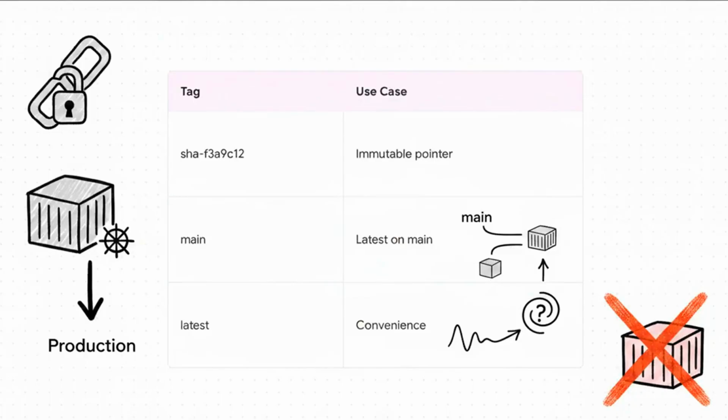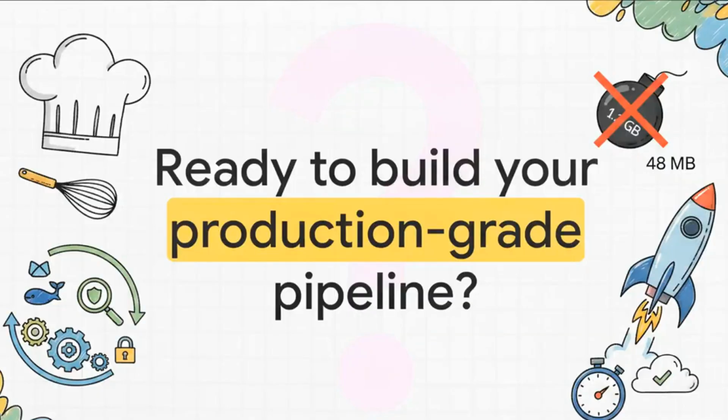The main tag simply tells you what the latest branch build is, and the latest tag, well, that's purely for local developer convenience. You literally must leave the mutable latest tag off the production menu completely. If you tell Kubernetes to run latest, you have absolutely no guarantee of what version is actually spinning up if a node crashes and pulls a new image. Just don't do it.